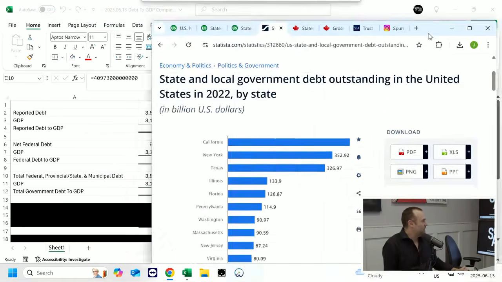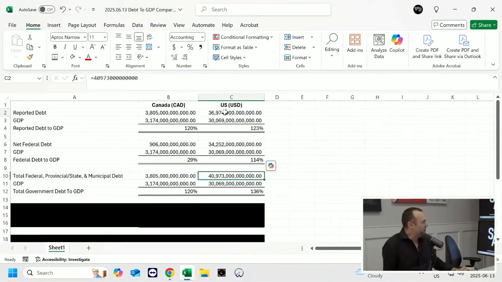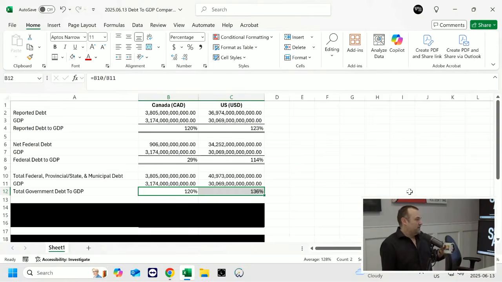Okay. So that would mean they don't have $36 trillion in debt. They have almost $41 trillion in debt. And you might find potentially more because of the municipalities. Yeah, I think the $4 trillion is a reasonable estimate from the research that I have.